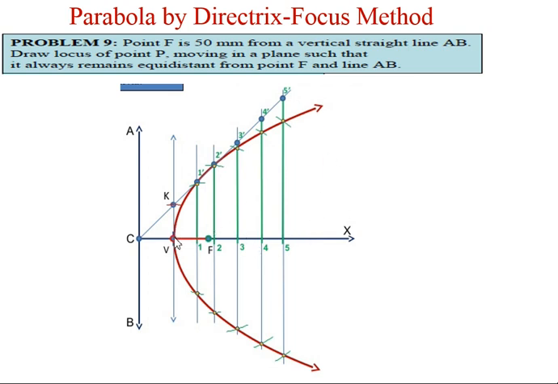And now through these points, from V to this particular P5 dash as well as from V to this P5, join them with the help of a smooth freehand curve, and then try to make it fair with the help of a French curve. So in this way, it is a very simple procedure to draw a parabola.